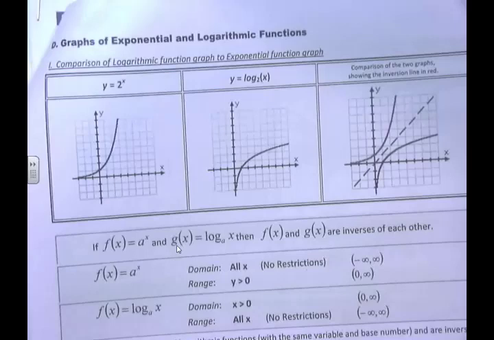Here we go. Basic graphs. So let me get a piece of paper out here so you guys would understand what's going on here. Exponential graphs all look the same, the general shape of it. It's kind of like this.